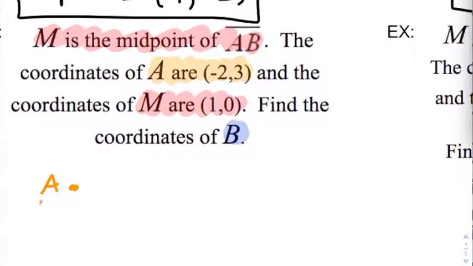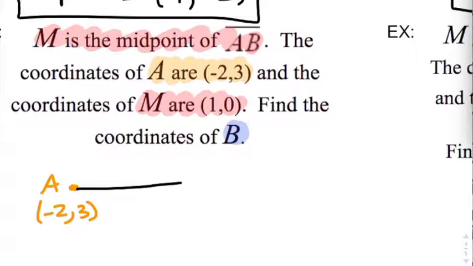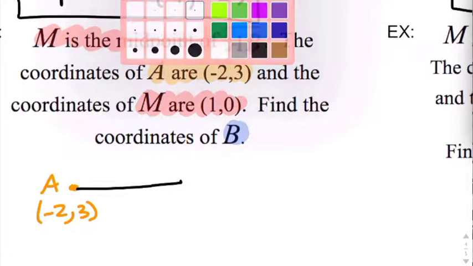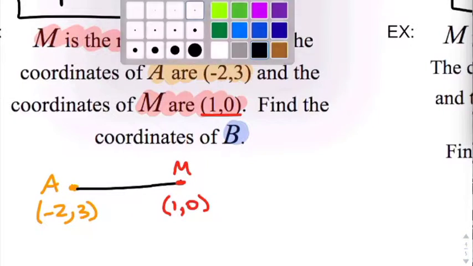So that's A. Its coordinates are -2, 3. And then this line continues, and this is just a representation, mind you, to the middle, M, as in the midpoint. And they actually know the coordinates here. This will be 1, 0. Getting that from right there.